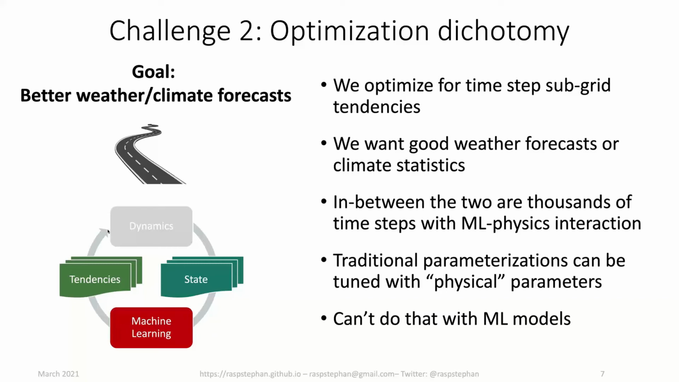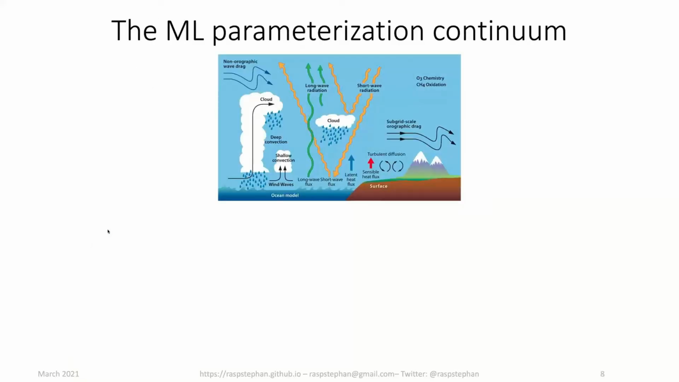So before I talk about potential solutions to this problem, I want to put this into context of machine learning parameterization, because what I'm specifically talking about is improving models by learning from high-resolution simulations or observations. This is a really difficult task, as we've seen just now.